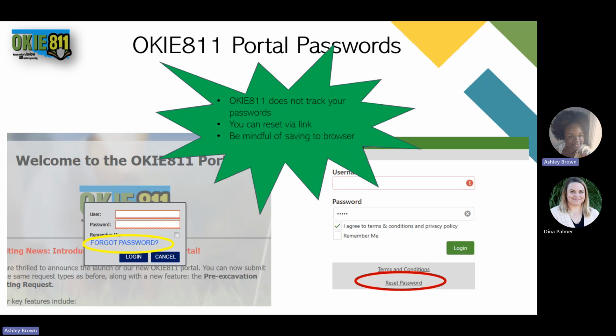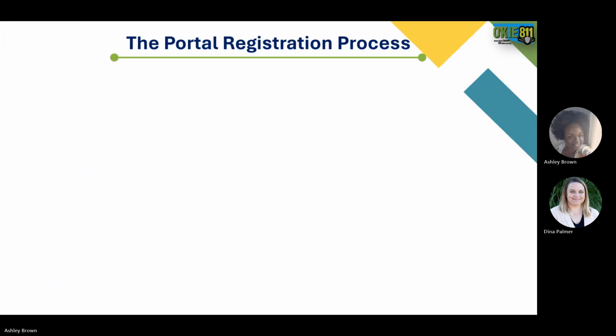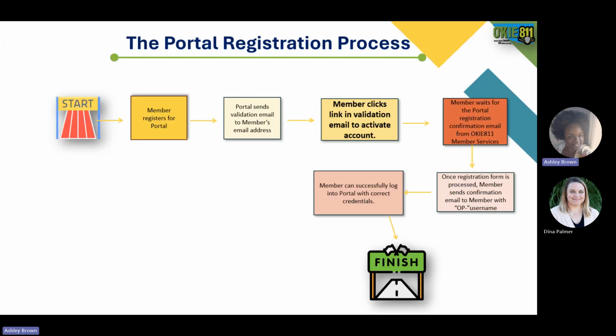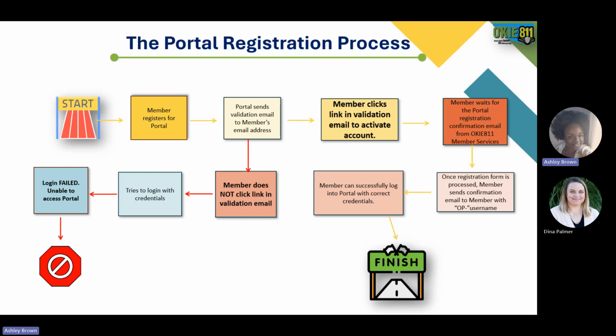And a final note about portal login issues is that if this is your first time logging into the portal, you'll want to be sure that you click the link in the portal activation email you received after you registered. When you submit your portal registration form, the form is sent to member services for processing. At the same time, the portal is going to send you an email to validate the email address that you entered. This happens with most websites. You need to click the link in the email to verify your account. If you don't click the link in the email to validate your account, you're going to continue to receive the login failed error, even if you're entering the correct credentials.